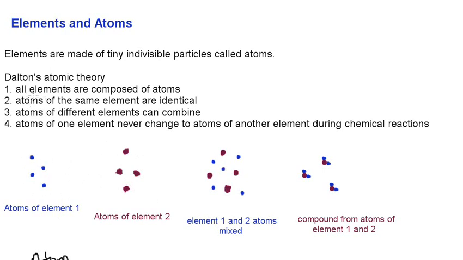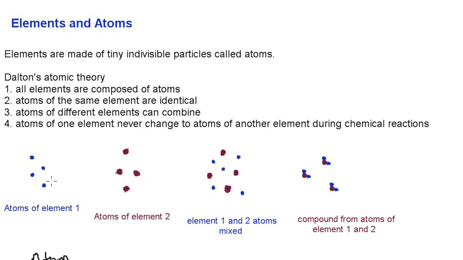So that says all elements are composed of atoms, and atoms of the same element are identical. Atoms of different elements can combine. I can get the atoms from element 1 and the atoms from element 2, put them together, and they can combine chemically to form a new compound. Atoms of one element never change to atoms of another element during chemical reactions. So the atoms of element 1 cannot change into the atoms of element 2 during a chemical reaction. They can only combine together.